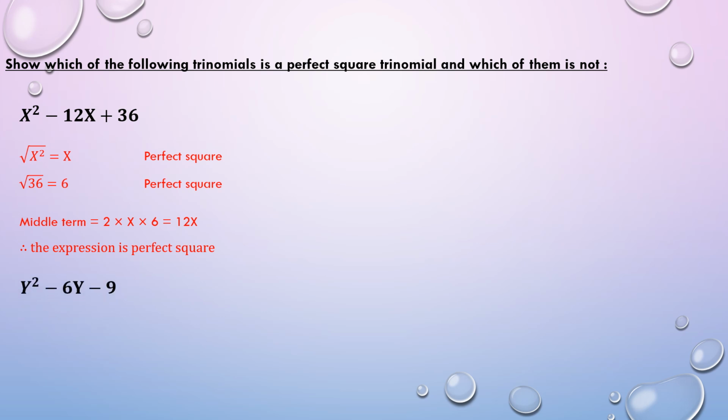y power 2 minus 6y minus 9. Okay, the first term y power 2 is perfect, and its sign is positive. But the third term 9 is perfect, but its sign is negative. So the expression is not a perfect square because the third term is negative.